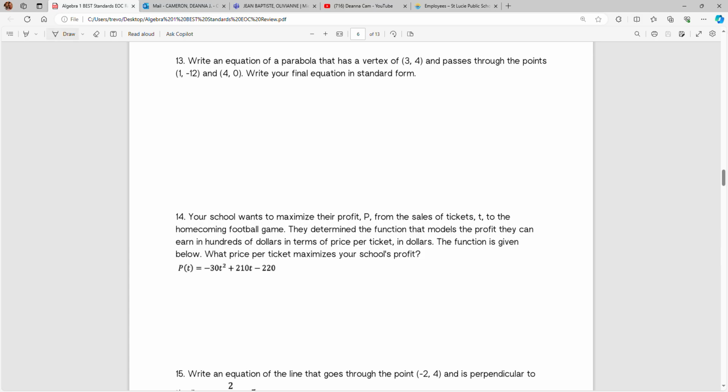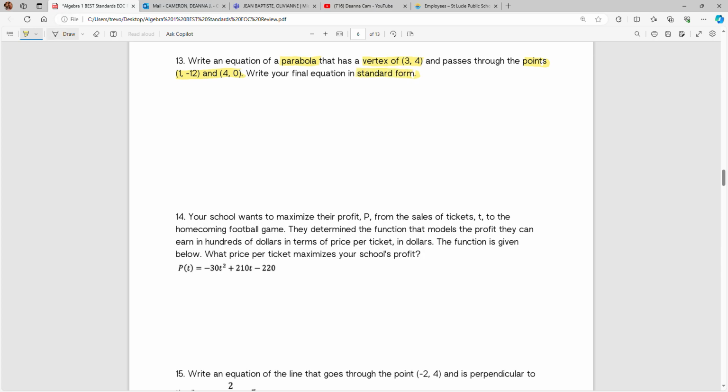All right, number 13 on page 11. Write an equation of a parabola that has a vertex of (3, 4) and passes through the points (1, -12) and (4, 0). Write your final equation in standard form.